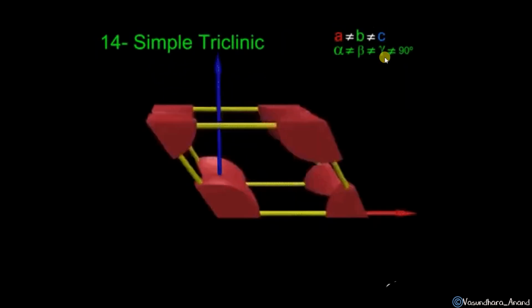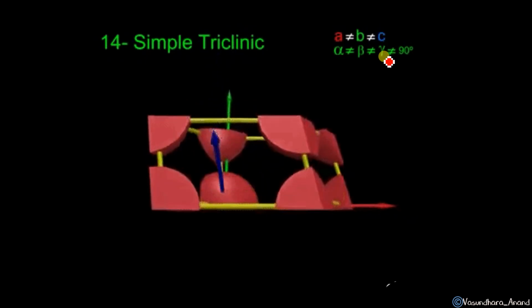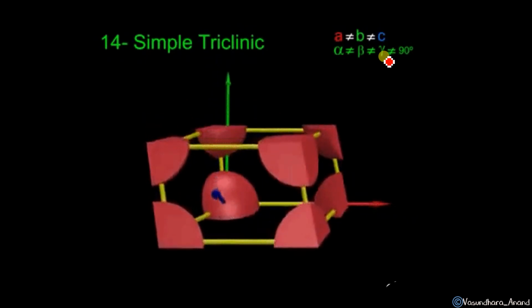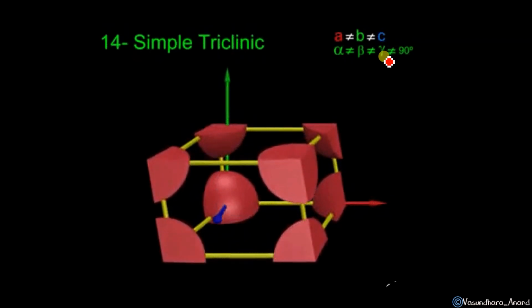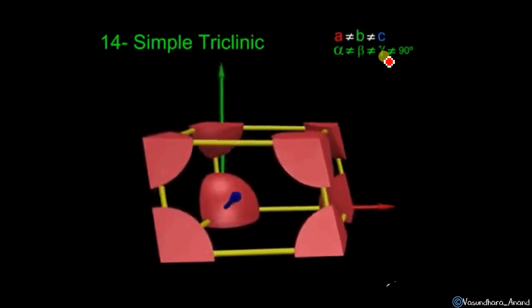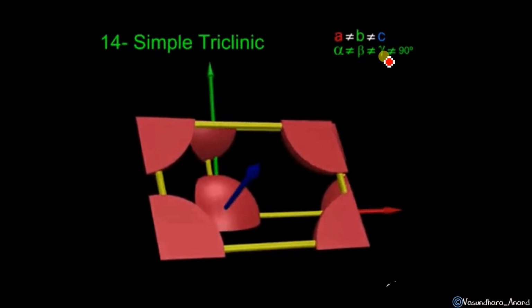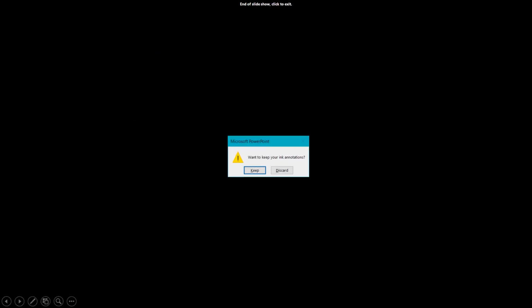Got it? Now for the 14th Bravais lattice, that is, A, B, C all three are different and all three angles will also be different and not equal to 90 degrees. ठीक है? ये 90 degrees नहीं होंगे और all three will be different. Sides will also be different. So that is called triclinic. Hope it is clear. Yes, dear.